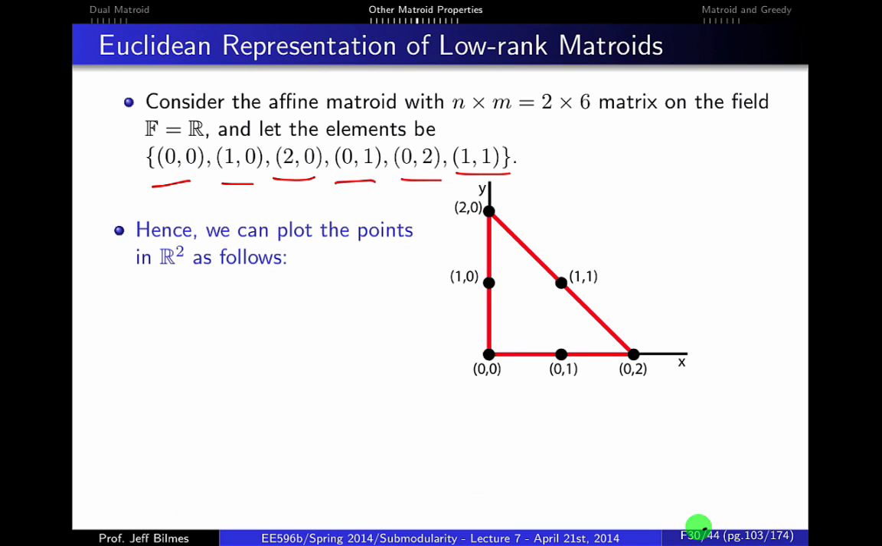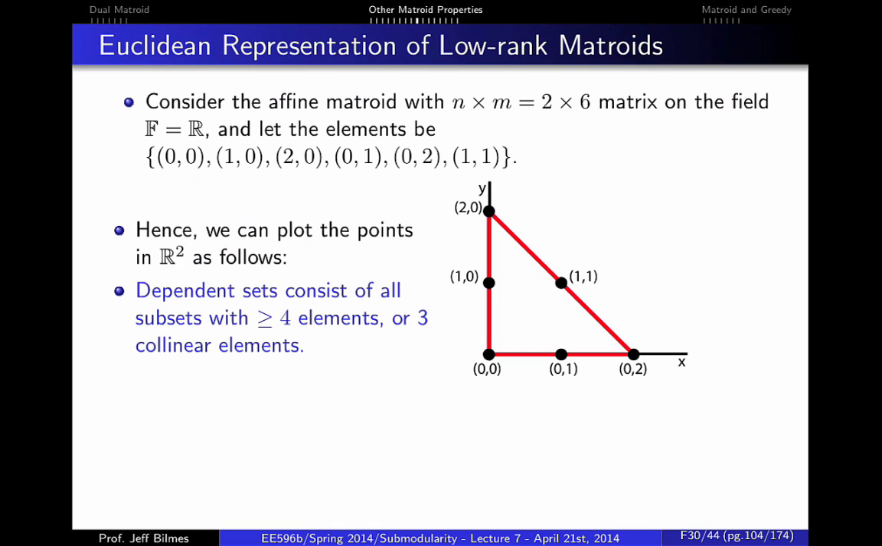Now, you might wonder how this is going to describe dependence and independence. So we're going to use the notion of affine independence and affine dependence to describe the dependence and independence properties of the matroid. And so here we've plotted these points. And whenever we've got collinear points that are affinely dependent, we're going to say that the corresponding elements in the matroid are dependent.